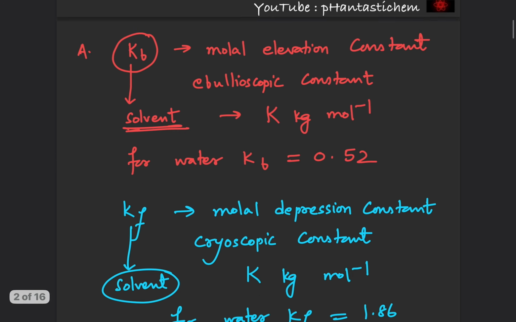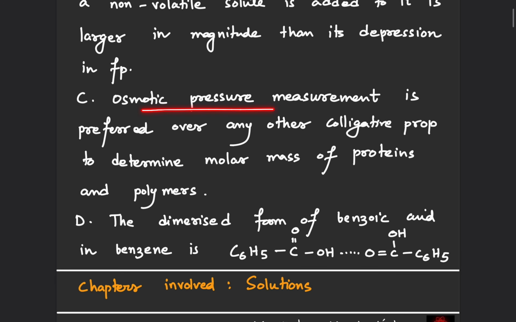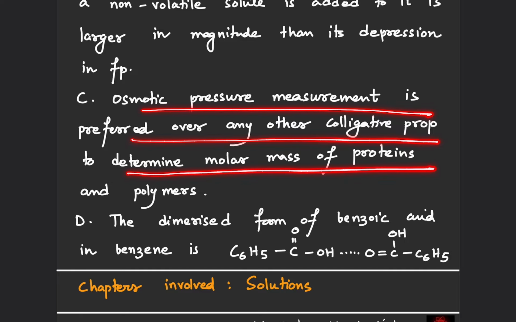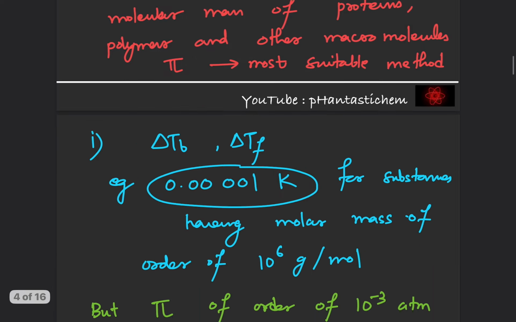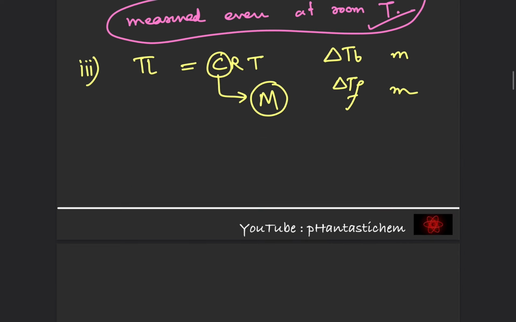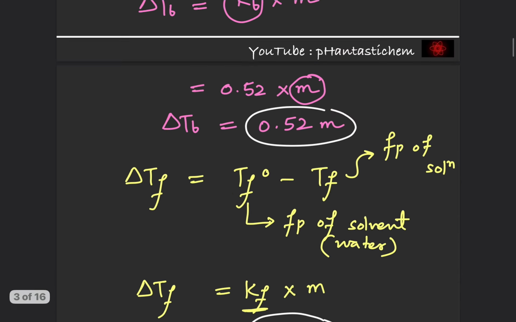Statement C is: osmotic pressure is preferred over any other colligative property to determine molar mass of protein and polymer. It's a correct statement. So C is also correct. And the last statement, that is statement D. So let us look at statement D.